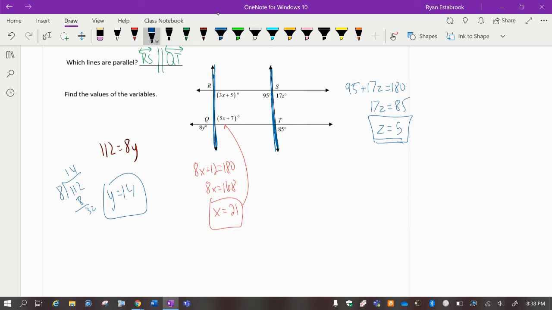And remember, when we plugged in x equals 21, we got this angle down here. I could have plugged it in for the top one. 3 times 21 is 63. 63 plus 5 means that this is 68 degrees. And if I want to see if these two lines are parallel, I'll look at this transversal. 68 and 95 are consecutive interior angles. If these blue lines were parallel, the consecutive interior angles would have to be supplementary, but they are not. They don't add up to 180. So the blue lines are not parallel to each other, just those horizontal lines that we found out earlier.